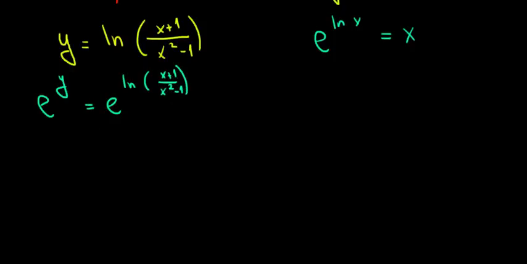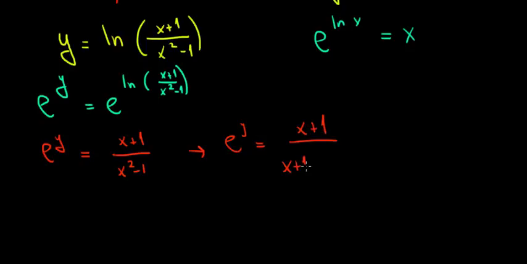What does that mean? It means that e to the power of y equals x plus 1 divided by x squared minus 1. What is x squared minus 1? Based on the product rule, x squared minus 1 is equal to x plus 1 times x minus 1. We could write it like that.